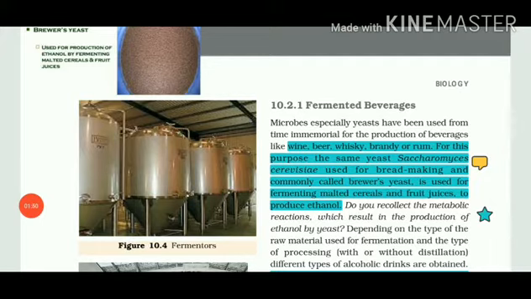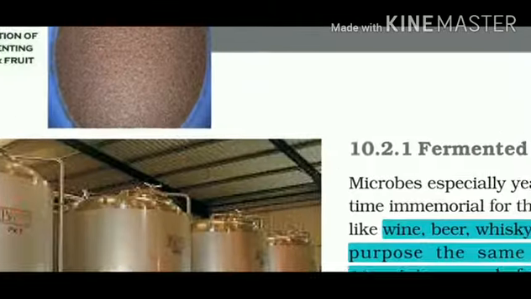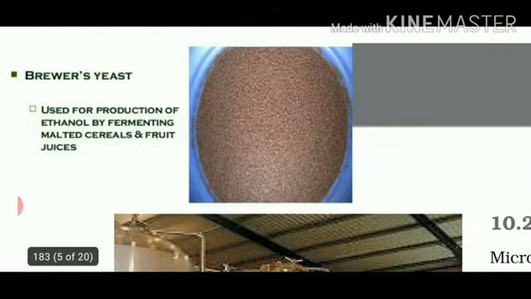So, number first is fermented beverages, in which wine, beer, whiskey, brandy, rum, all these kinds of alcoholic beverages are made. Now, which microorganism is used? This is the brewer's yeast, used for the production of ethanol by fermenting malted cereals and fruit juices. Mostly, the fruit which is used is grapes, and malted cereals.